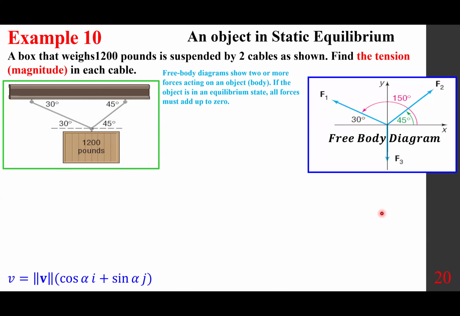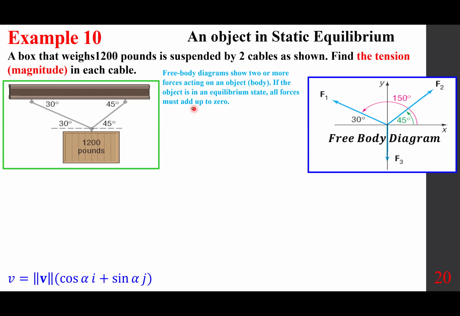So what is a free body diagram? Free body diagrams show two or more forces acting on an object or body. If the object is in an equilibrium state, all forces must add up to 0. Static equilibrium.